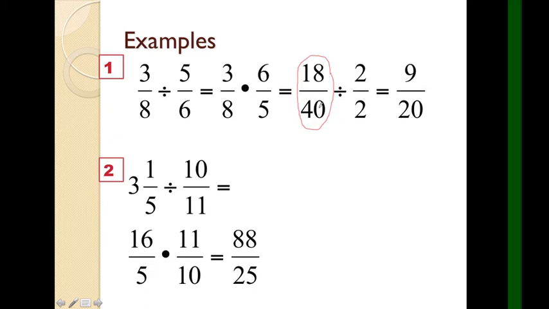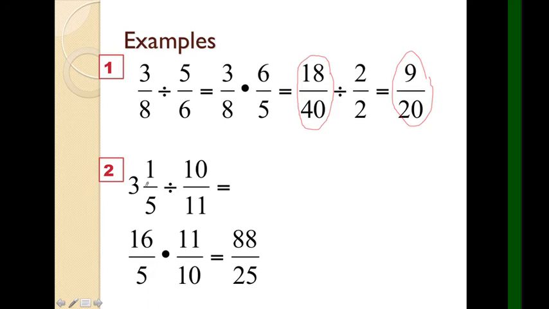So to get the lowest term, we need to determine the divisibility of 18 and 40. Ano bang number ang pwede kong i-divide sa 18 na maaari ko nang i-divide sa 40? And that is 2. So 18 divided by 2 is 9. 40 divided by 2 is 20. So our final answer for this particular example is 9 over 20.